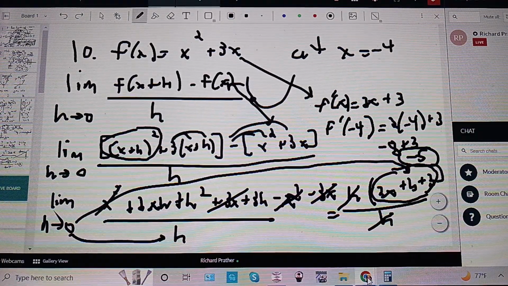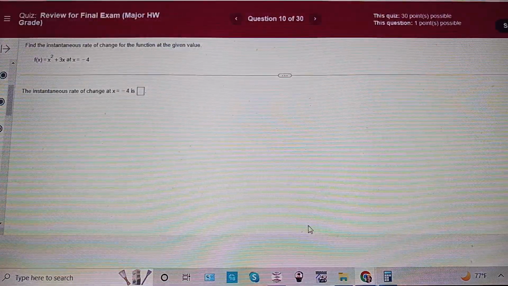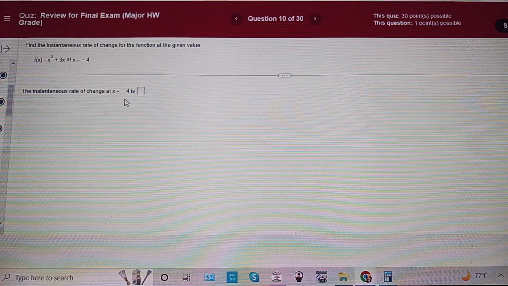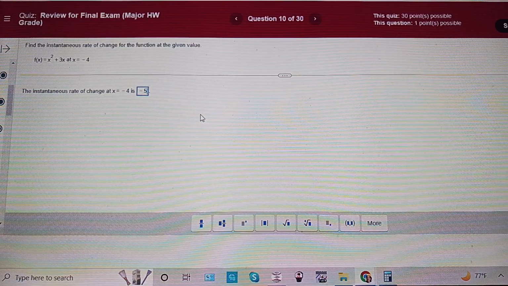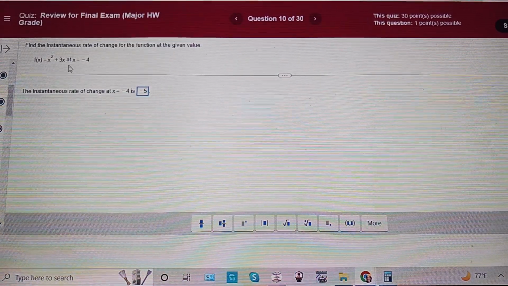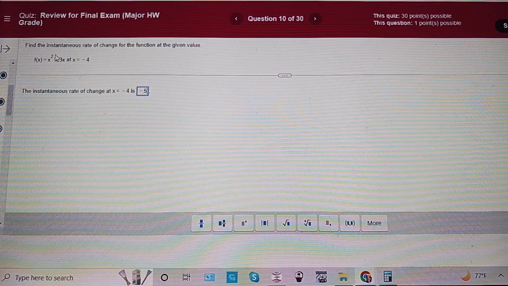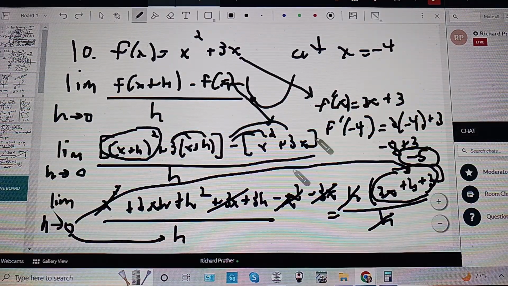So that's what instantaneous rate of change is all about. It's just the derivative evaluated at that one given spot. The derivative evaluated at -4 is -5. In other words, the slope of the tangent line at that spot of the graph is -5. And so this problem could be easy on the final if you just use the power rule to get the derivative and then plug the x in. But this is where it came from. This tries to show you where the power rule actually came from.